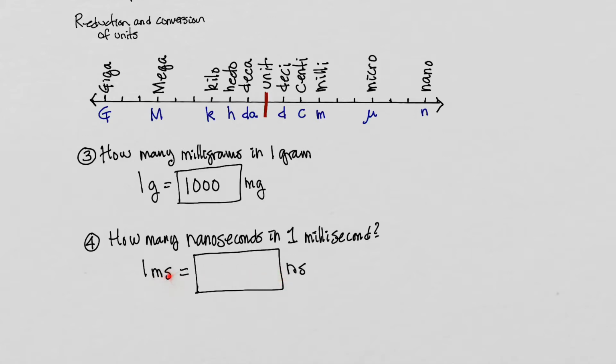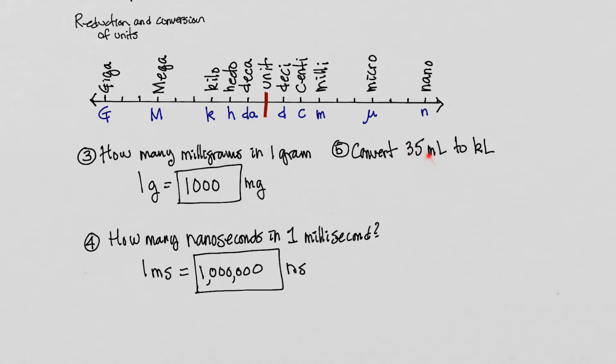So let's put ourselves over here at milli, right here, and we're going to go to nano, which is 1, 2, 3, 4, 5, 6 to the right. So we're going to take milliseconds and move the decimal point 6 places to the right. That's going to give us 1, and then 1, 2, 3, 4, 5, 6 zeros.